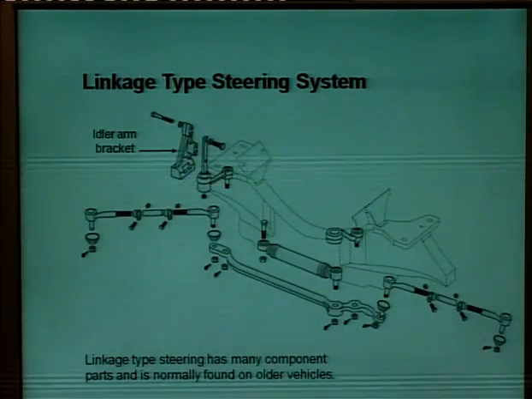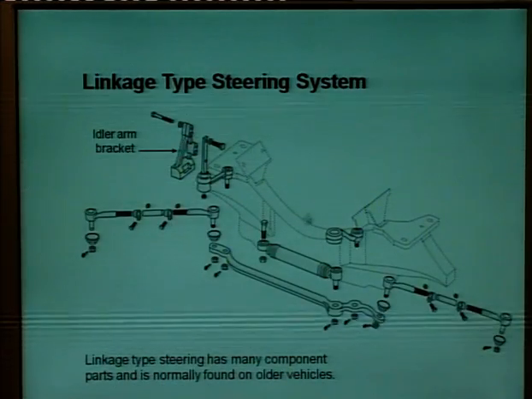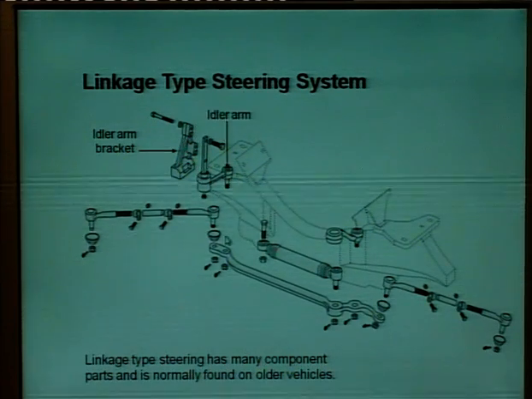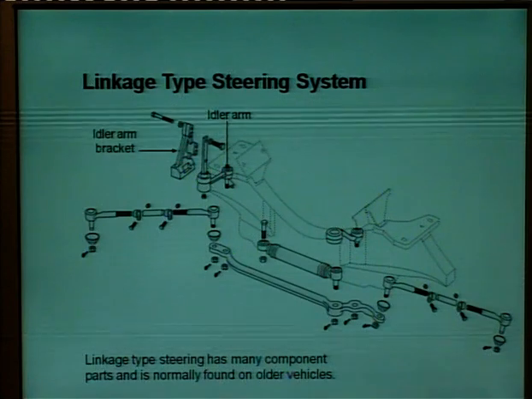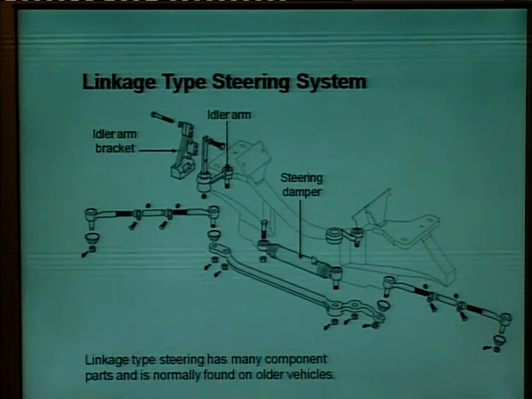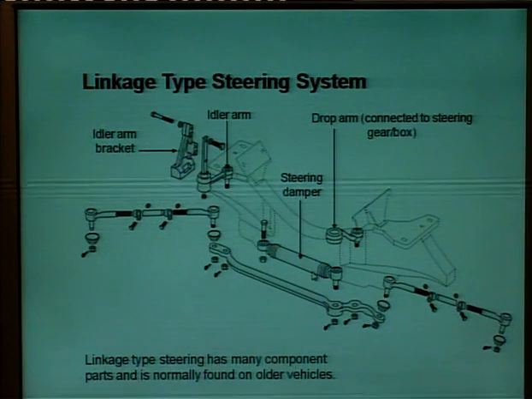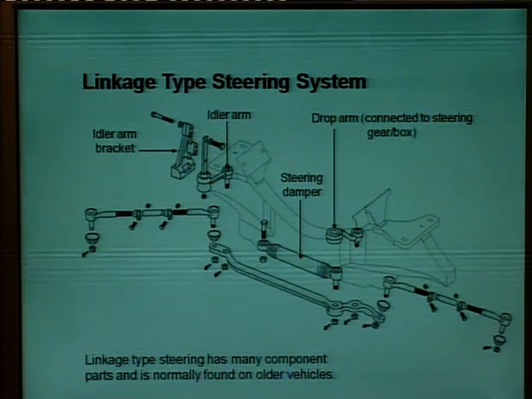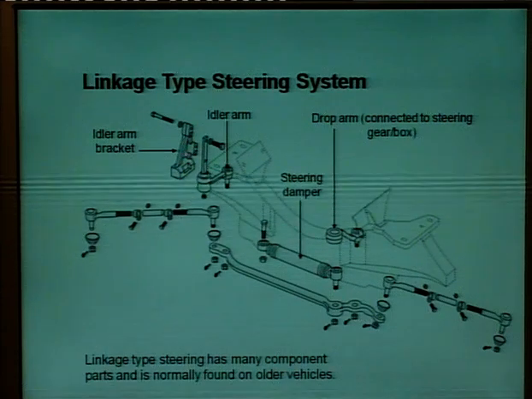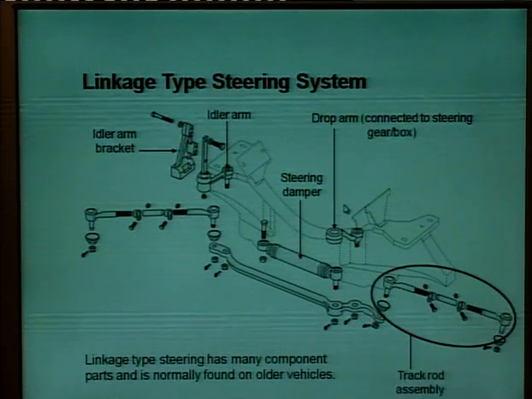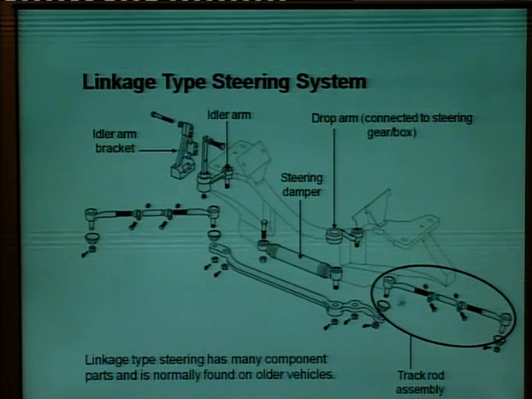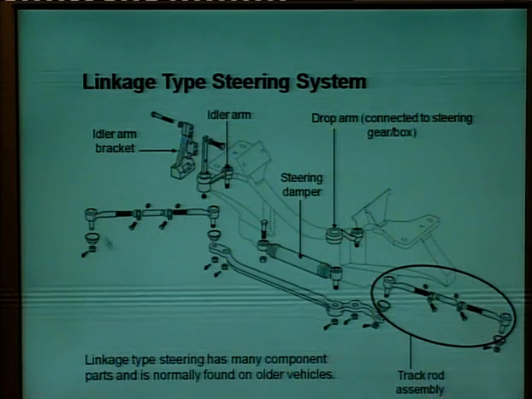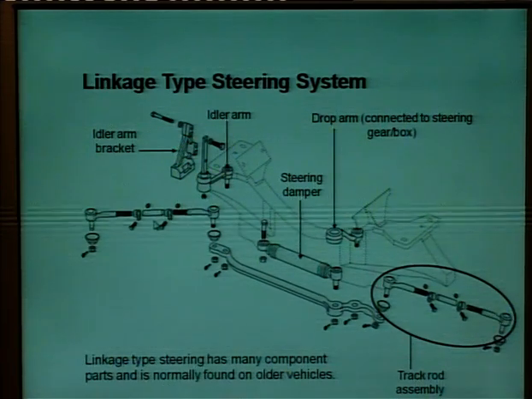Now, linkage type steering system. This linkage type steering system has many component parts. This is the idler arm, this is the steering damper, this is the drop arm connected to the steering gear or steering box. This is known as the drop arm. Then this is known as a track rod assembly, which is one on this side and one on this side of the vehicle.